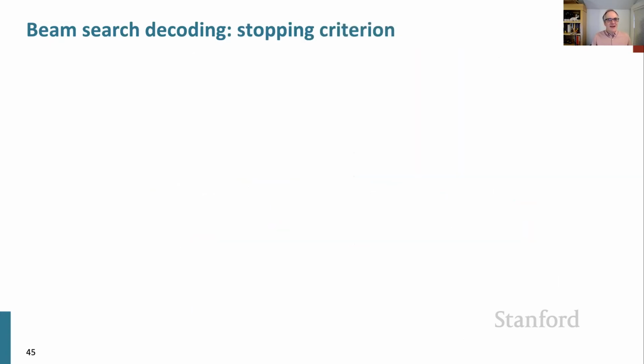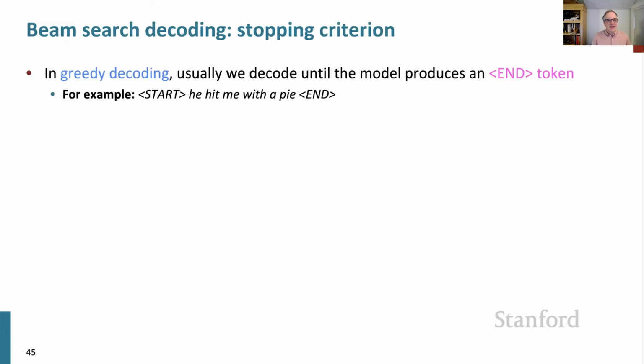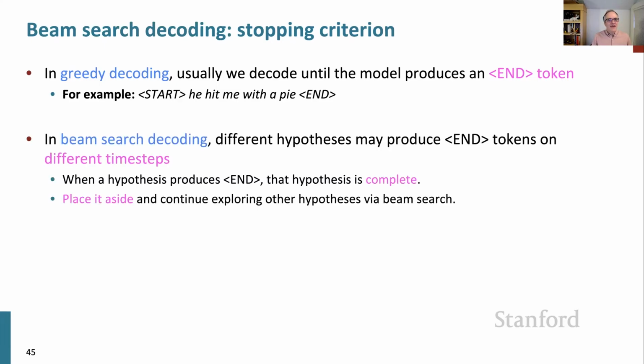There's one more detail, which is the stopping criterion. So in greedy decoding, we usually decode until the model produces an end token. And when it produces the end token, we say, we are done. In beam search decoding, different hypotheses may produce end tokens on different time steps. And so we don't want to stop as soon as one path through the search tree has generated end, because it could turn out that there's a different path through the search tree which will still prove to be better.